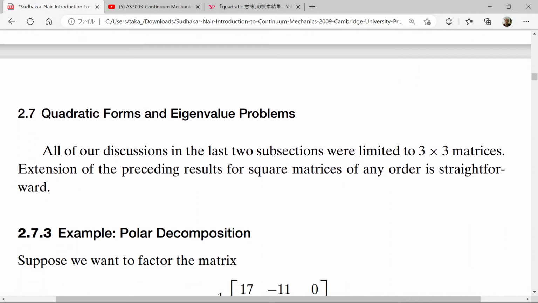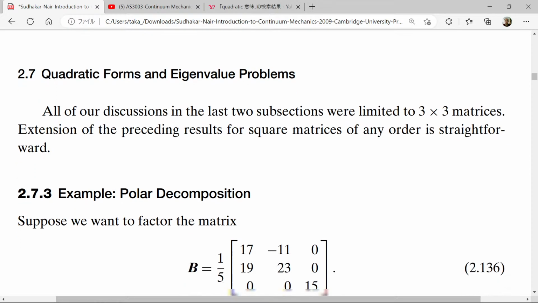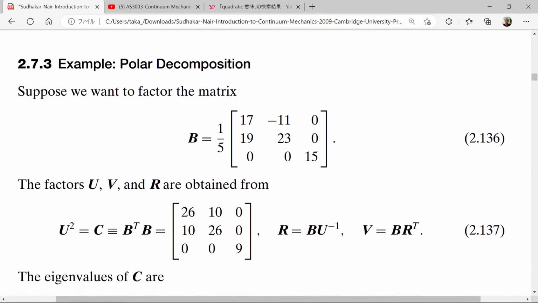All of our discussion in the last two subsections is limited to 3 by 3 matrices. Extension of the preceding result for square matrices of any order is straightforward. Let's see the example.